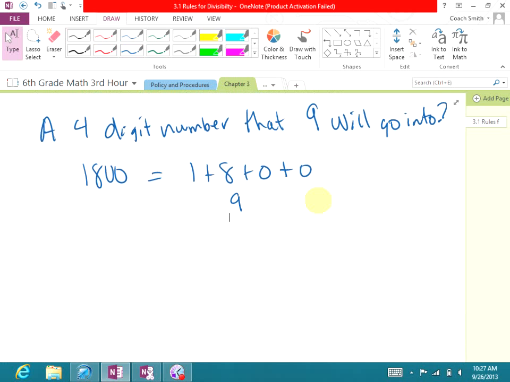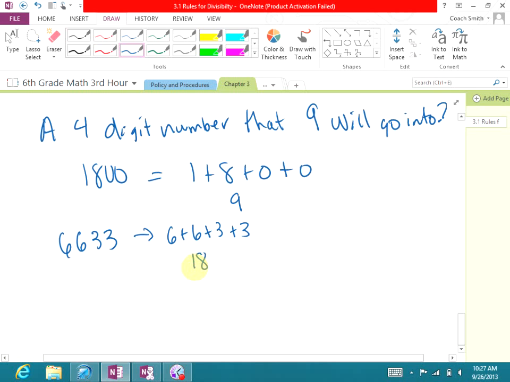All right, let's think of another one. Now, I'm going to think of one here. Let's see. 6,633. Okay? If we take those and take 6 plus 6 plus 3 plus 3, that equals 18. 6 plus 6 is 12, plus 3 is 15, plus 3 is 18. So, 9 is a factor of 6,633. So don't get stuck on that it has to equal 9.